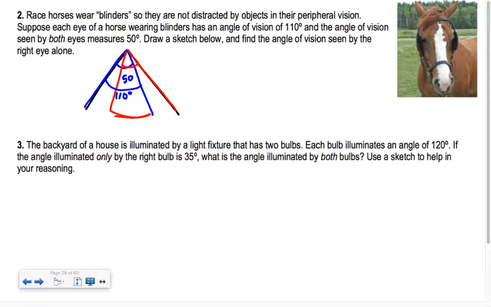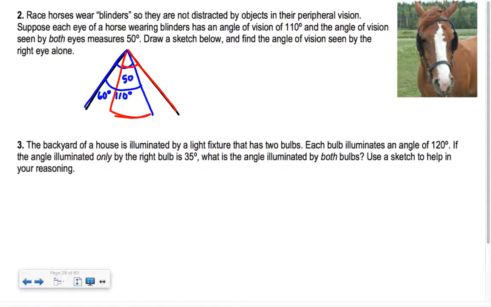So what's the part that you can only see with your right eye alone? How many degrees? It's not 110. Not with both eyes, it's going to be, let me think. Hang on, now I'm confused. Suppose each eye of the horse. So to find the angle of vision seen by the right eye alone, there's only, over here, that's the only part. There's only a certain part that you can see only by that right eye, that you're missing out on if you didn't have your left eye open. Does that make sense? So I think it's supposed to be 60.